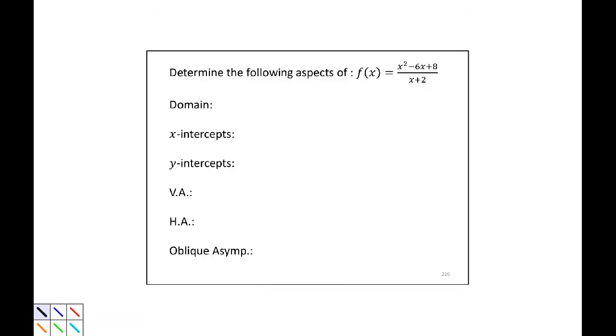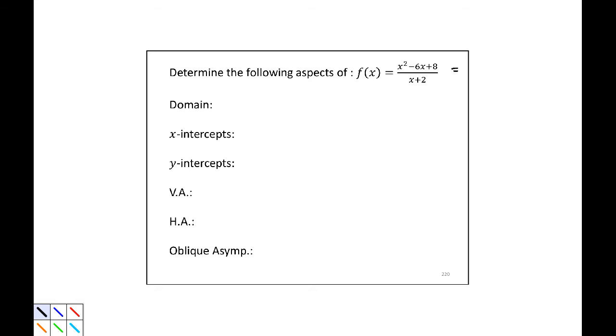Determine the following aspects of the function f of x equals the numerator x squared minus 6x plus 8, divided by the denominator, the quantity x plus 2. The first thing we want to find is the domain. To determine the domain, we set our denominator equal to 0 with rational functions. But actually, before I do that, let's see if this can factor.